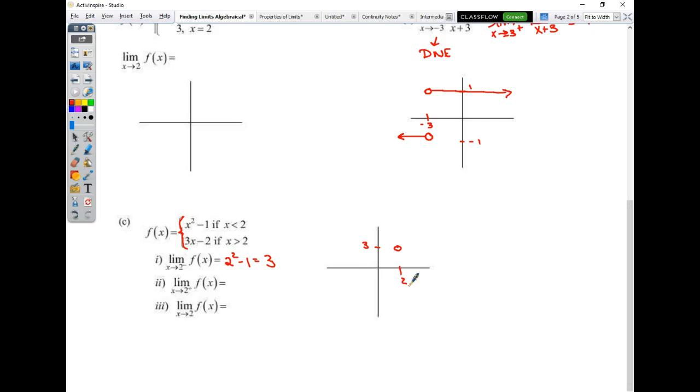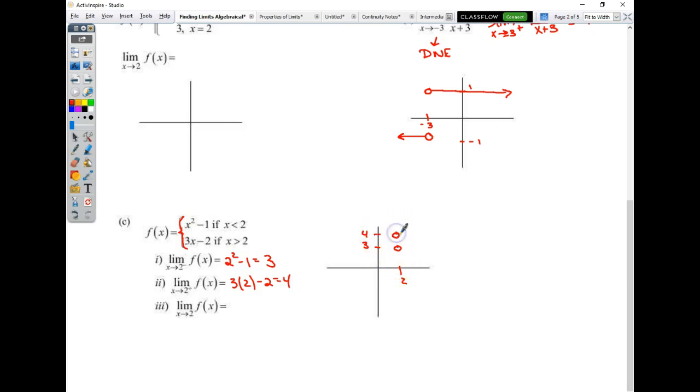What about the limit as x approaches 2 from the right side? Which equation do we use? Second one. We're approaching 2 from the right. That means we want the values bigger than 2. So this becomes 3 times 2 minus 2, which is 4. Fantastic. So here's our 4.